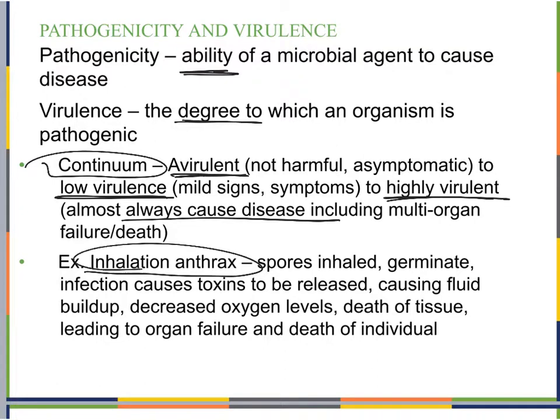So an example that's given in the text is inhalation anthrax. In this case, the spores are inhaled, then they germinate. Once they germinate, that means they're vegetative cells, which means that they are metabolically active. Then the infection causes toxins to be released.